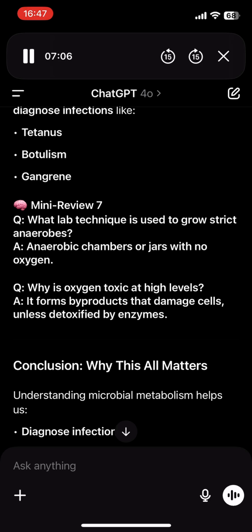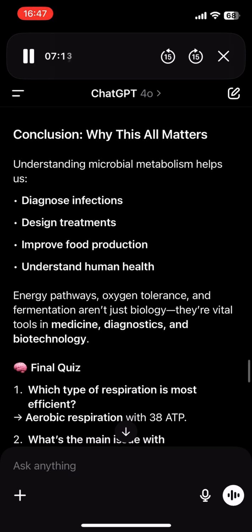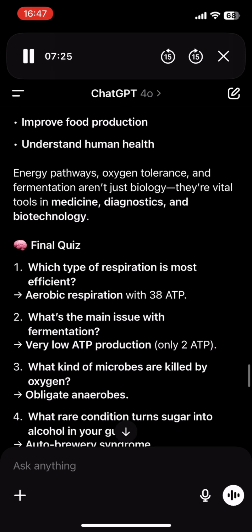In conclusion, why this all matters. Understanding microbial metabolism helps us diagnose infections, design treatments, improve food production, and understand human health. Energy pathways, oxygen tolerance, and fermentation aren't just biology. They're vital tools in medicine, diagnostics, and biotechnology.